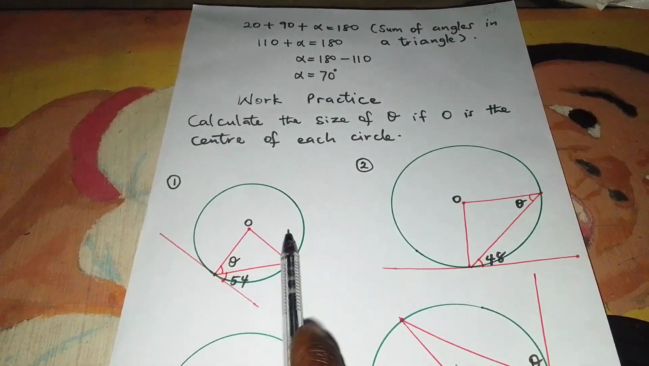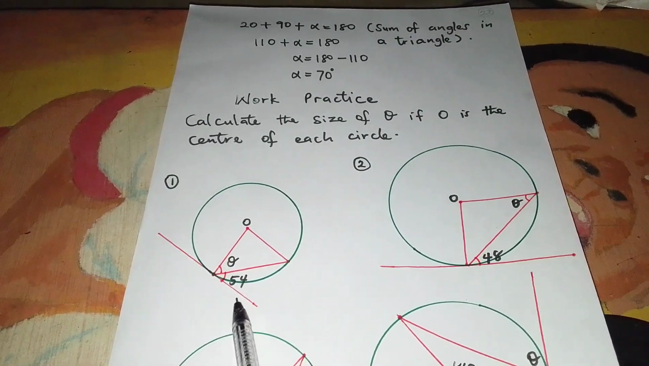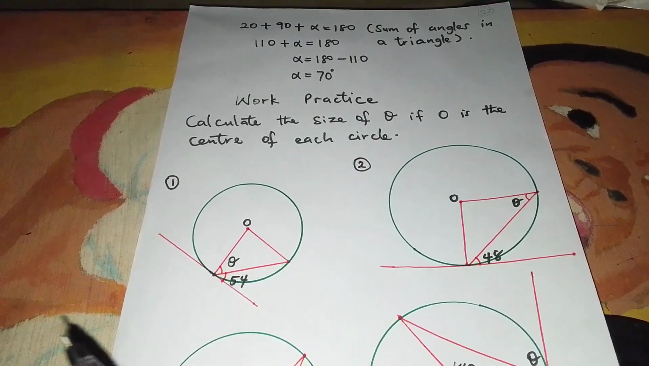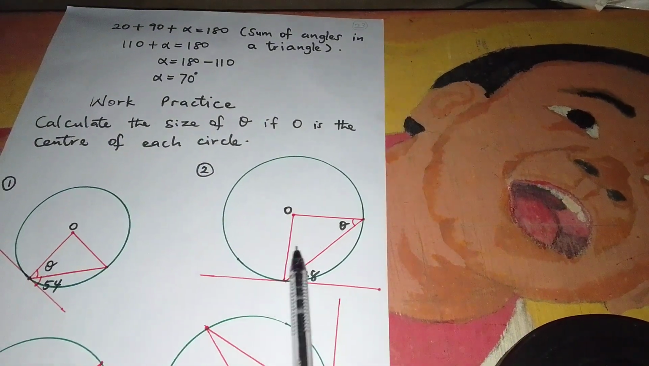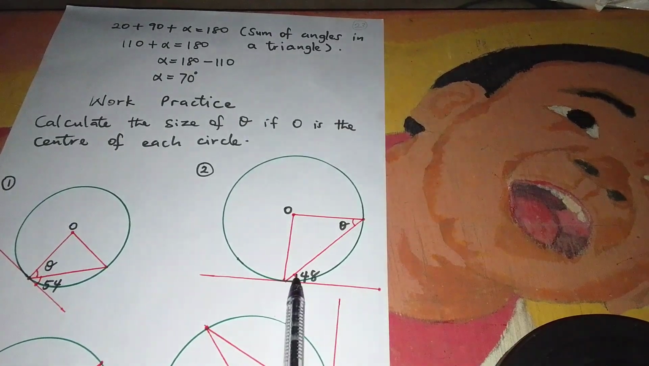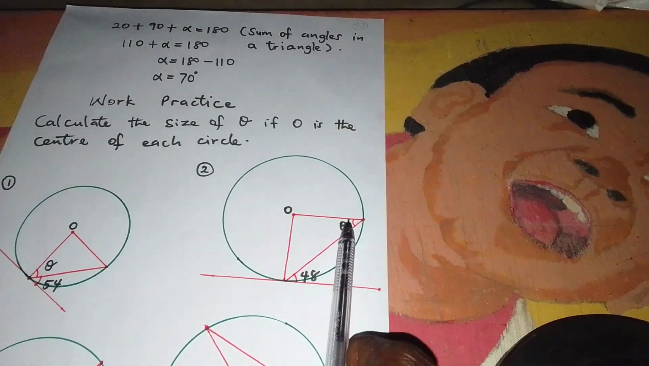So you are given this. This is the diagram. This angle is what you are told to find for theta, when this angle here is 54 degrees. Also, you are given this: you have this radius, this is a tangent, this angle is 48. You are told to look for the value of this angle also.